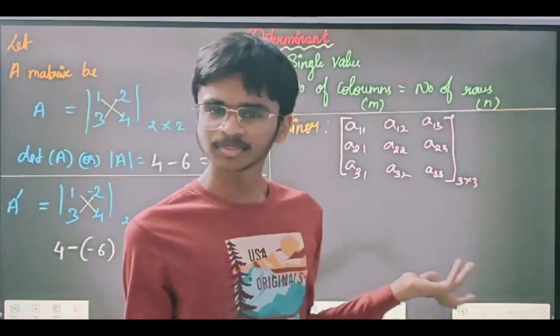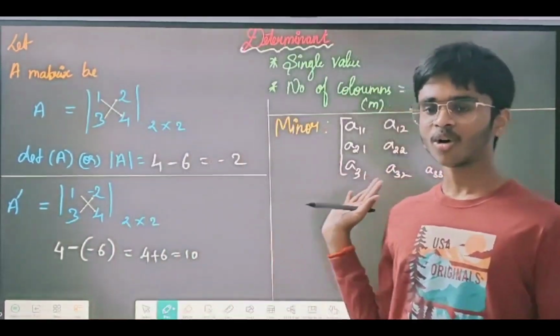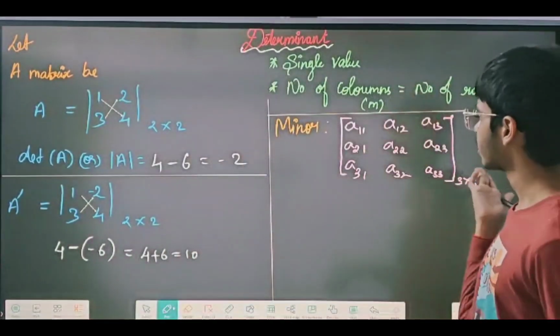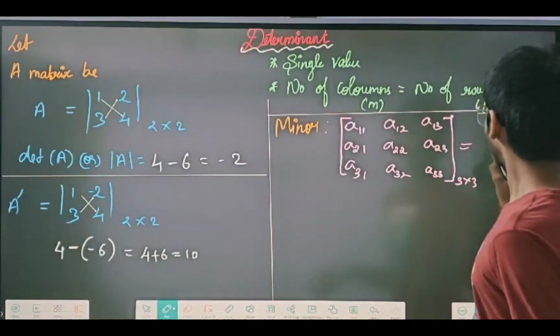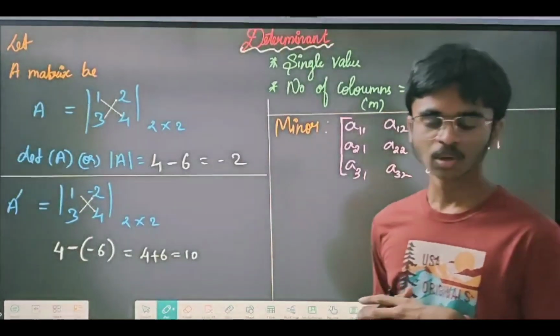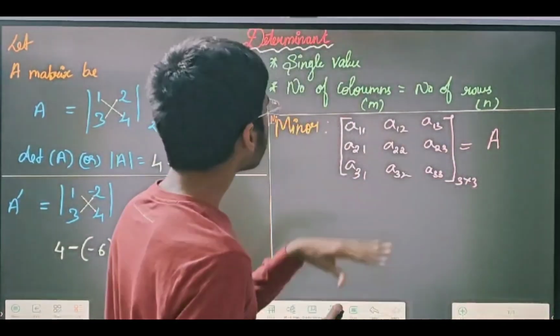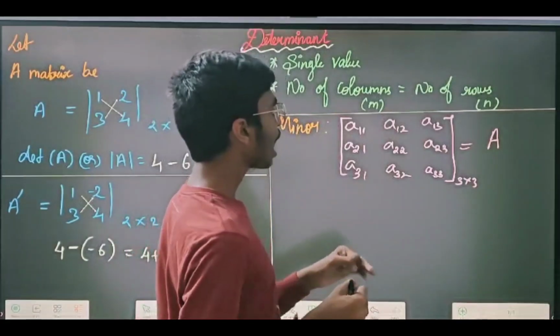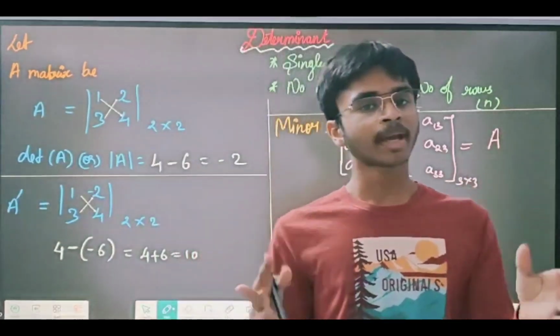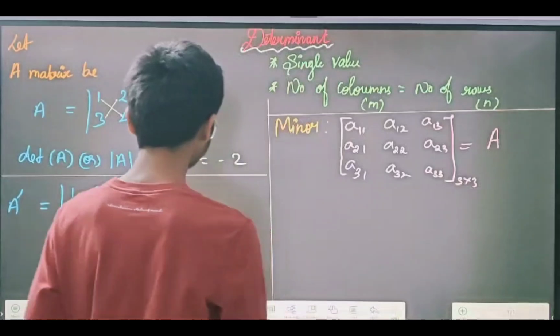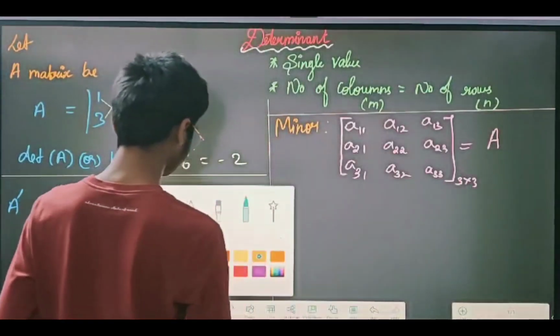That's it. Very simple. This is what the order is, and this is what that matrix is. Let this matrix be the A matrix itself. Now I have to find the minor. Totally, how many elements are there? Those many minors will be there. The number of elements is equal to the number of minors.